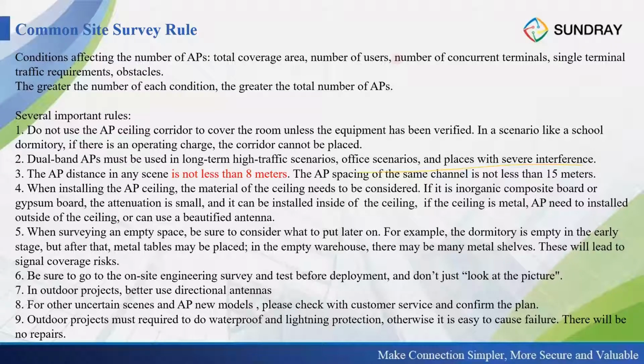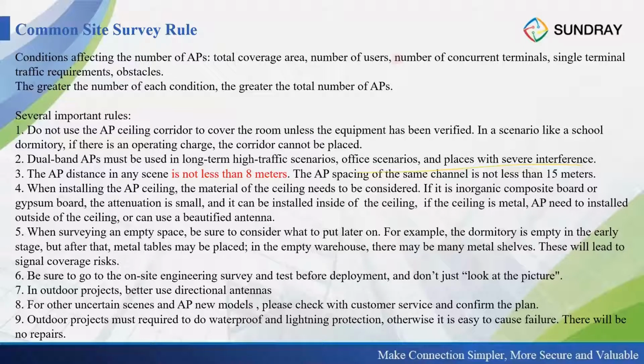And also dual band APs are suggested in the office area, because we know that 2.4G is easy to interfere. And the third one is the AP distance should not be less than 8 meters. If the distance between the APs is lower than 8 meters, there is interference. And also when we install the ceiling APs, we need to consider the material of the ceilings.